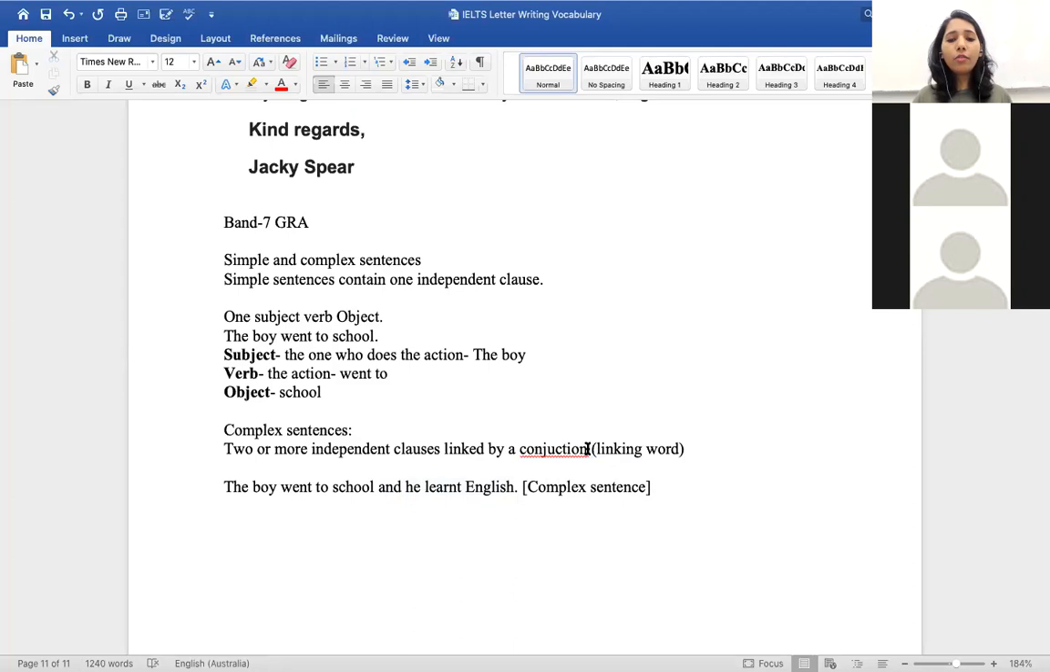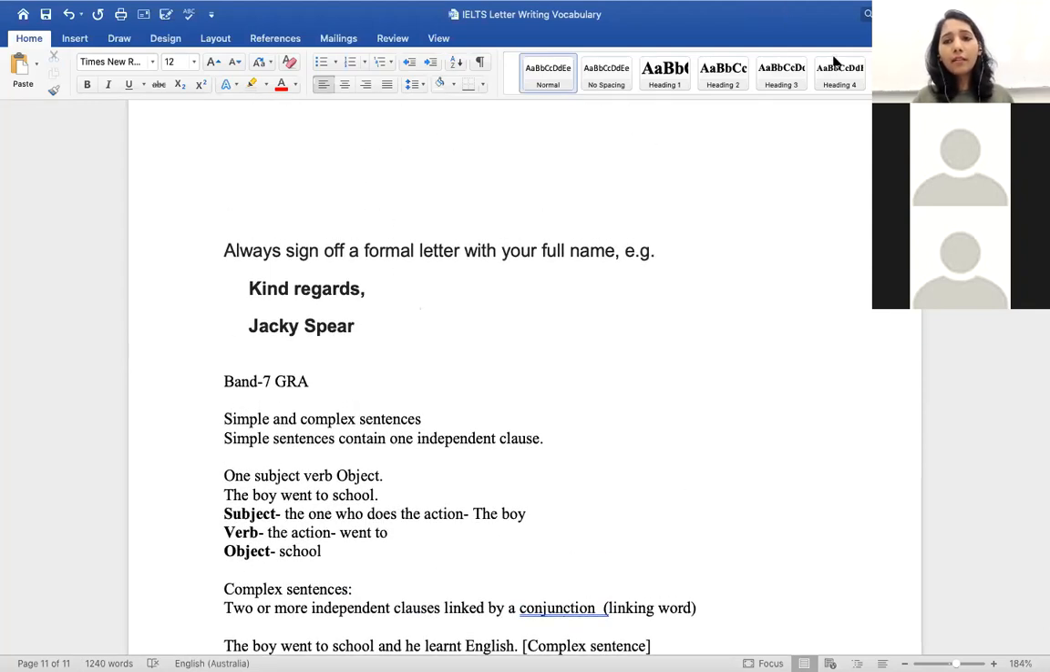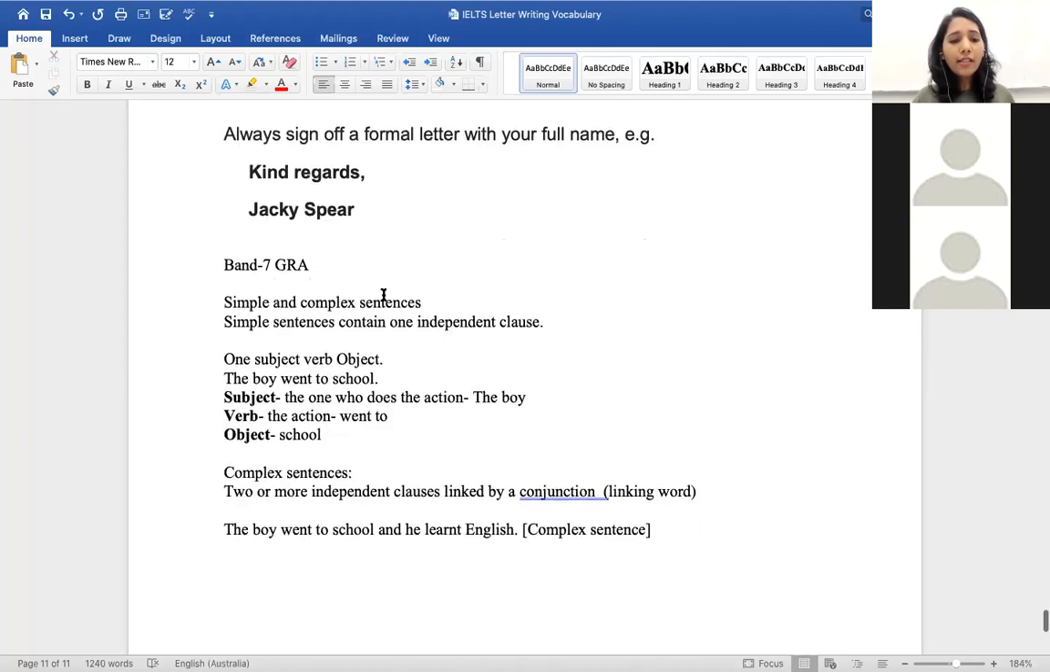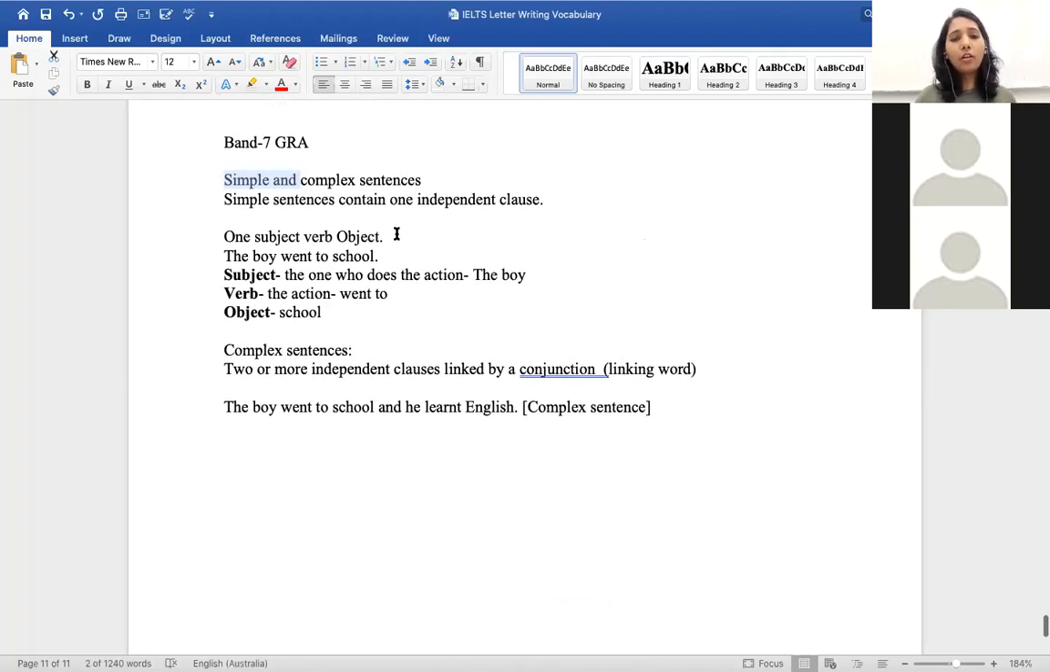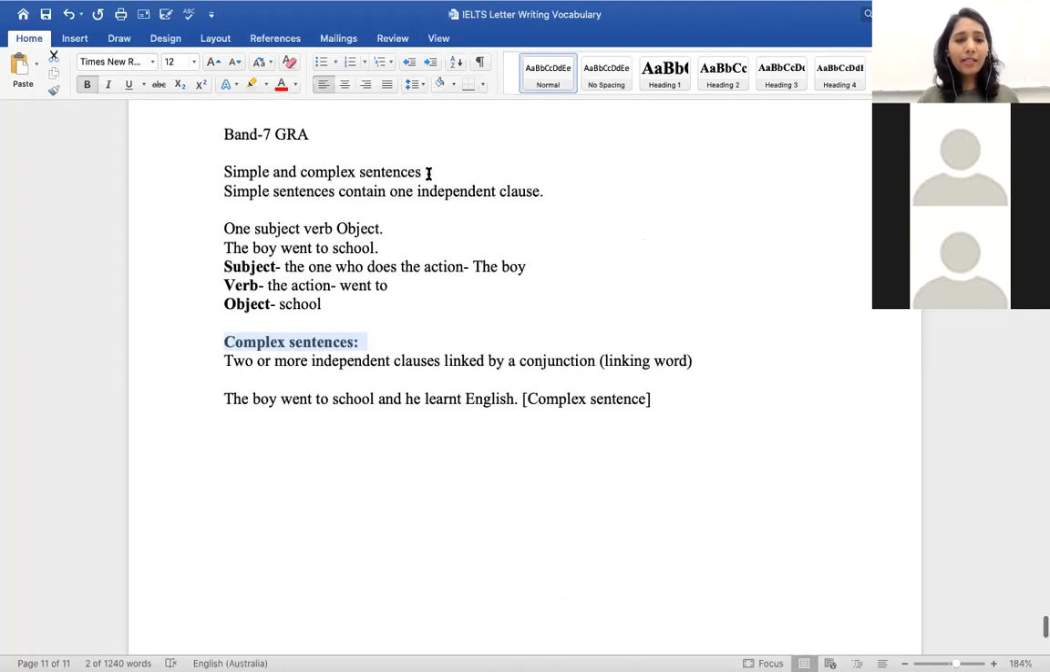Two independent sentences or two simple sentences, if you add a linking word. What do you mean by clauses? Independent clauses. So clauses are words which contain a subject, verb, and an object. This is a clause, or in fact, a simple sentence is a clause. A clause is the simplest sentence in English. A clause and a simple sentence both are the same. Is this clear? Any doubts? No. So your job is to make your letter contain complex sentences and simple sentences.